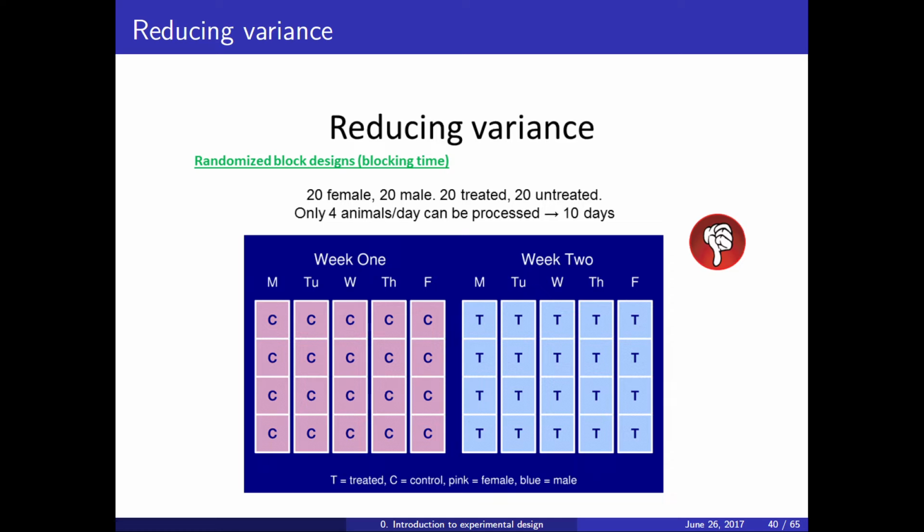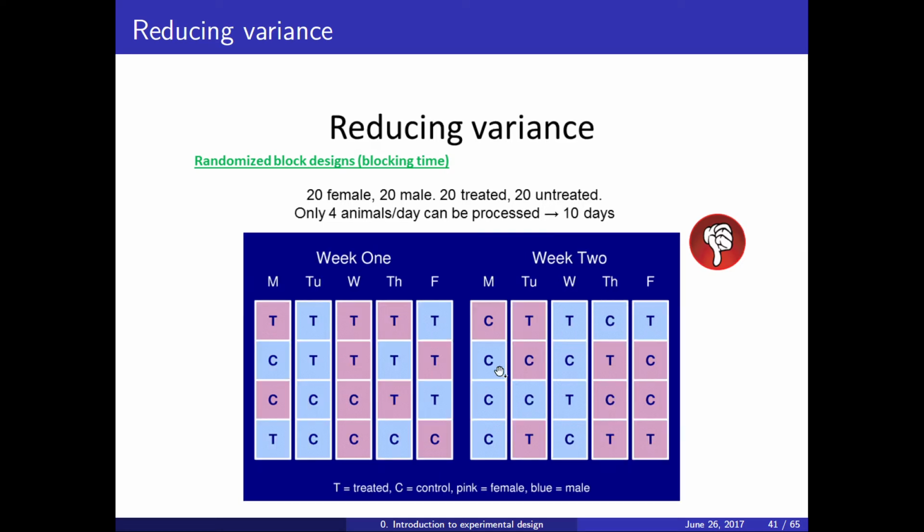So you plan to do the experiment in this way. In the first week there are 5 days. Each day you will process 4 animals, but all of them are females and all of them are controls, while in the second week all of them are treatments and all of them are male. So if you see a difference between control and treatment, maybe it is caused by male versus female. Maybe the treatment is not doing any change, but the changes that you see are caused by sex. So this is an example of confounding that we were talking about before.